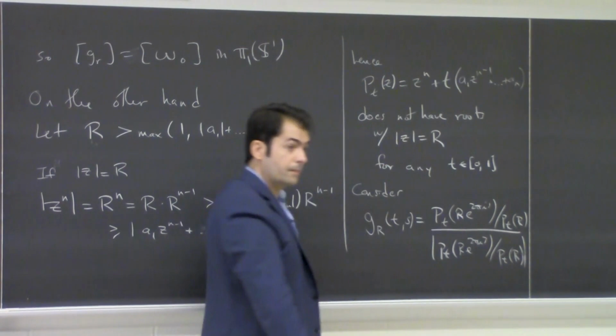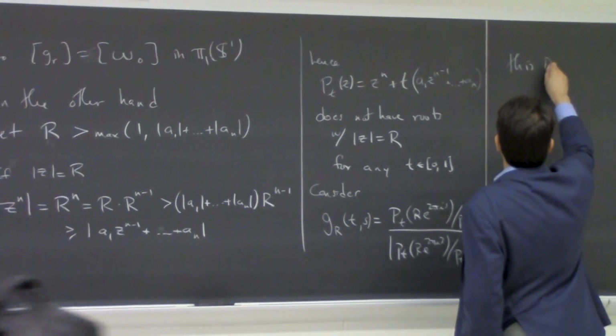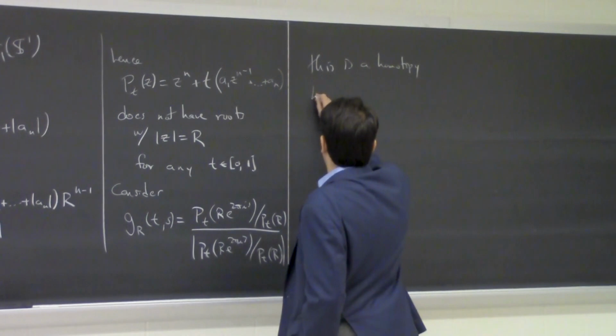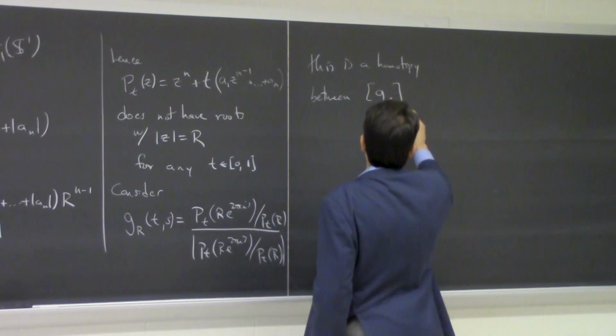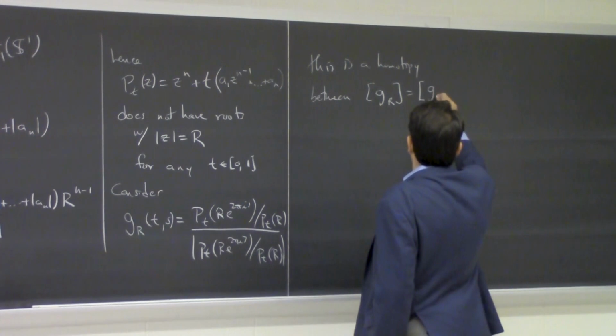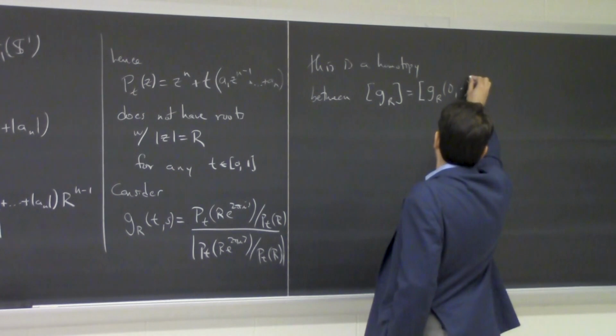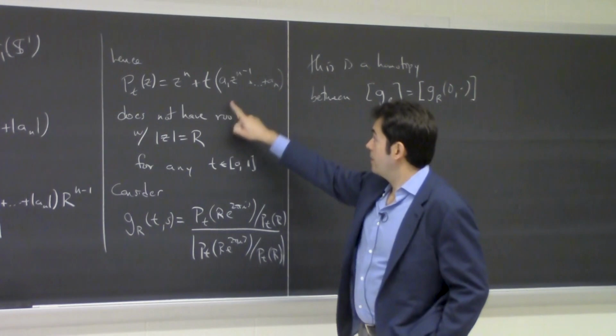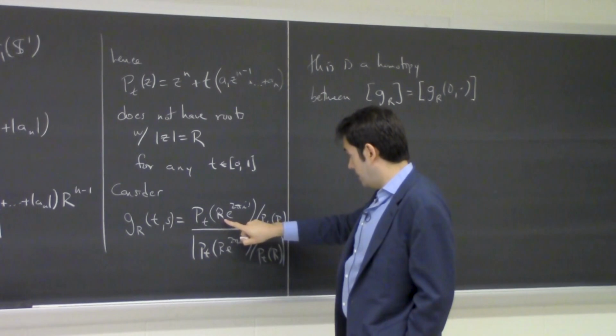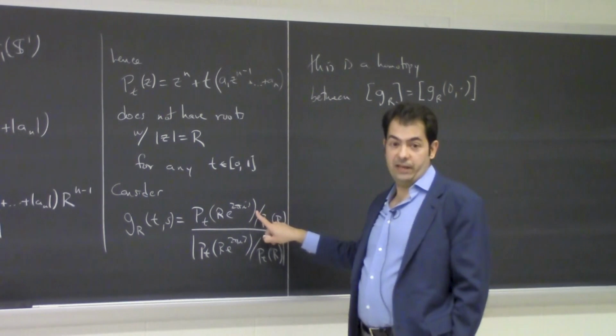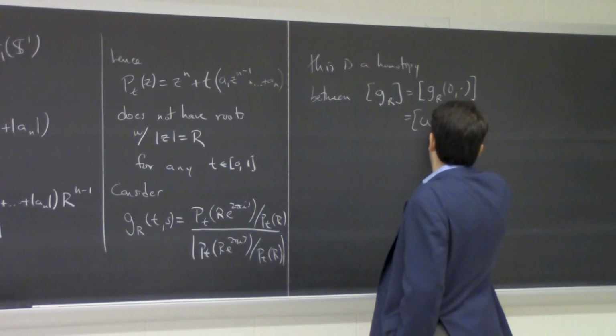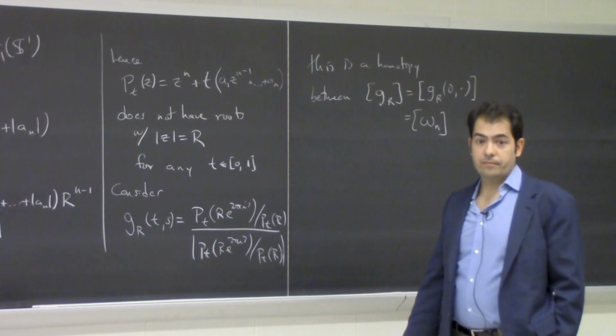Okay, this is a homotopy between G sub R and, say, G sub R of 0. All right, so what happens when T is equal to 0? When T is equal to 0, the polynomial is just C to the n, right? And if you're just doing C to the n, then this gives you e to the 2 pi i n s, right? And if you write that out, that's exactly the class of omega n. That's just the formula we had for omega n written in complex coordinates.